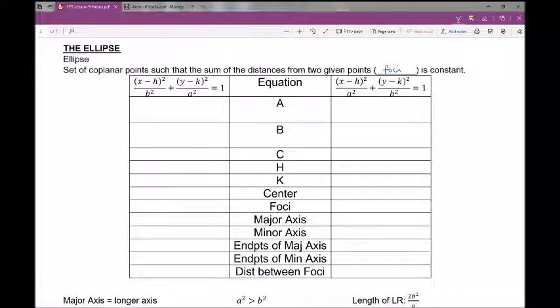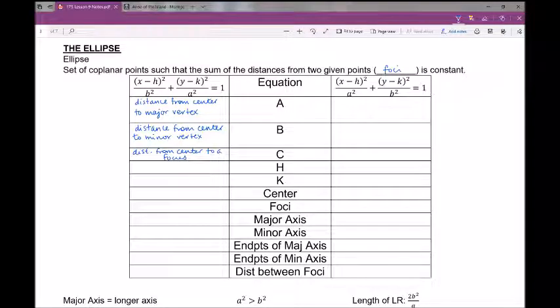The variable a is the distance from the center to a major vertex. The variable b is the distance from the center to a minor vertex. The variable c, which is not in the equation, but we can find it using a simple formula, is the distance from the center to a focus.